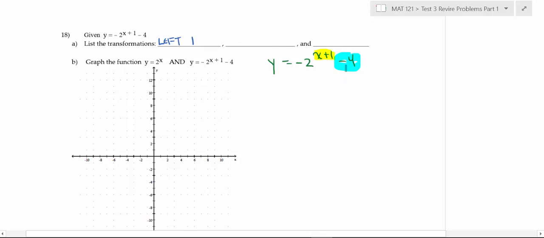Anything that's outside of the exponent is affecting y values. So that means that's an up-down thing. You're making y's get smaller, so you're going to go down 4. And then again, anything that's still outside the exponent is affecting y. So what this is really doing is multiplying y by -1. If you had a y value up here, it would go down there, so that's reflect over the x-axis. You want to know all of your transformations and how they work.